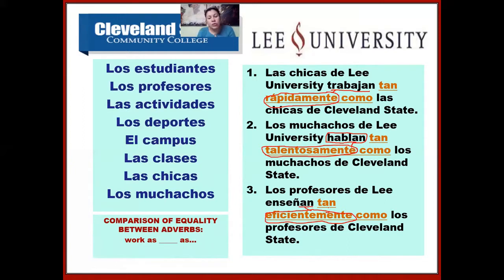So in adverbs, the adverb modifies an adjective, an action, or another adverb, and it doesn't have to show gender and number agreement, okay? And equally will require tan, always tan, and then the second element is going to be como, which connects the second element being compared.